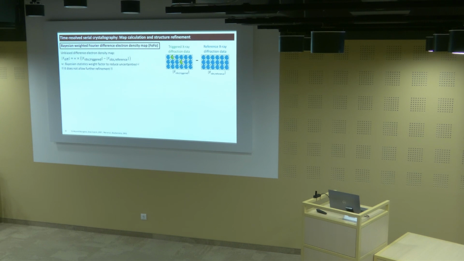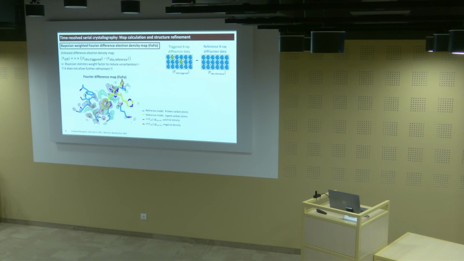In this, we just subtract one data set from the other, and we multiply by some weight factor to reduce uncertainty. So basically, we just subtract one data set from the other. And with that, we can calculate a difference map. You already have seen a few of them. So this shows an unbiased difference between the two states, because it does not assume anything about the triggered state, because we just use the data and the phases of our reference state.